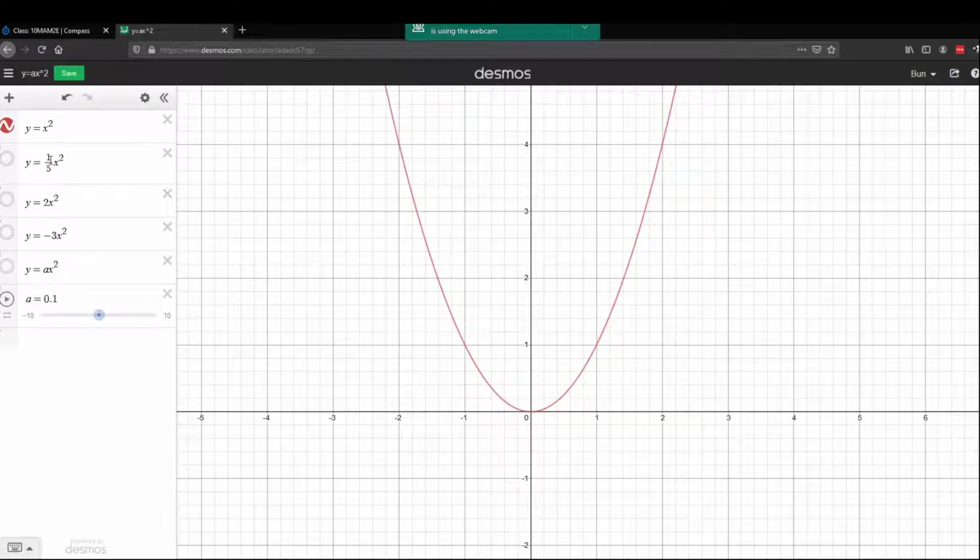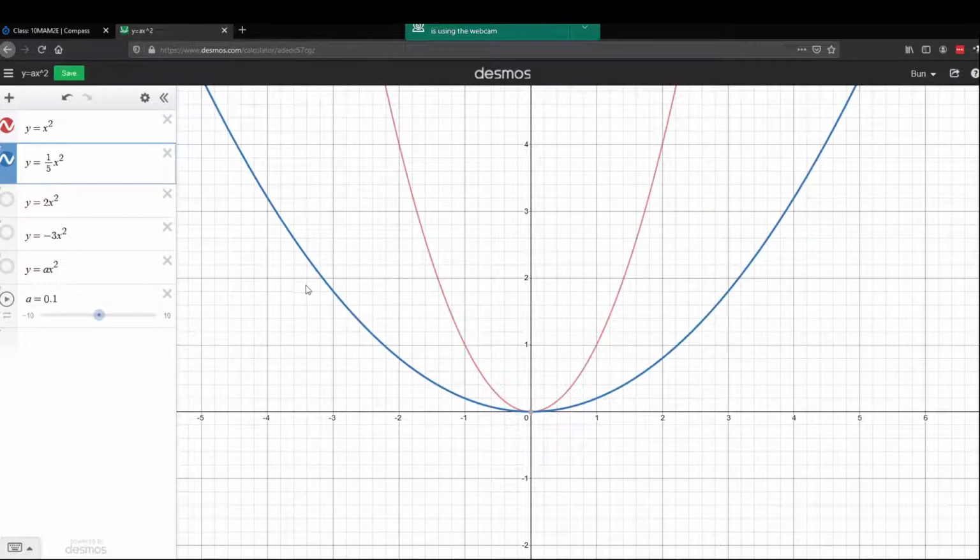So what if I make a less than 1? If a is less than 1, let's say a is 1/5 or 0.2, what will that look like? I'm just going to plot that. You can see that the blue line here is a lot wider than the red line. So the blue graph is a lot wider than the red graph.